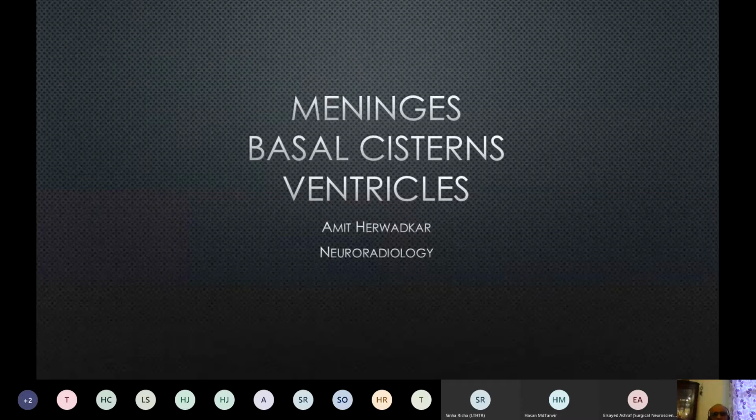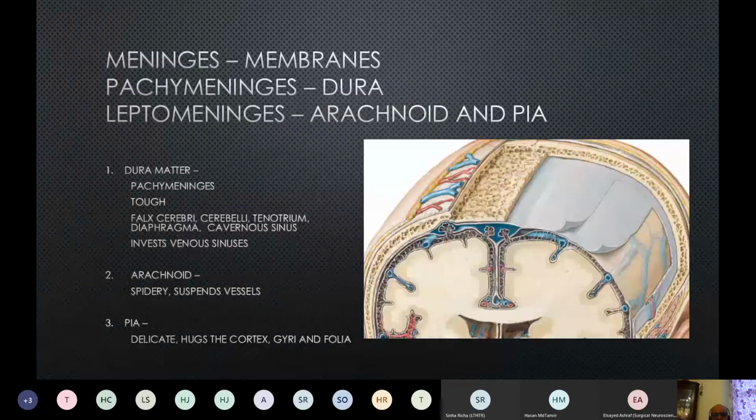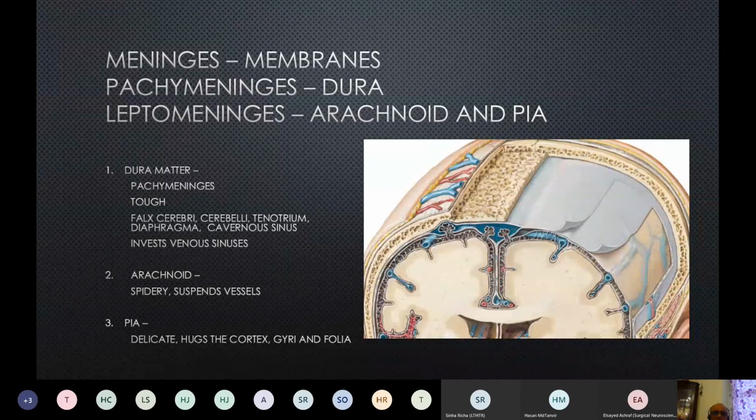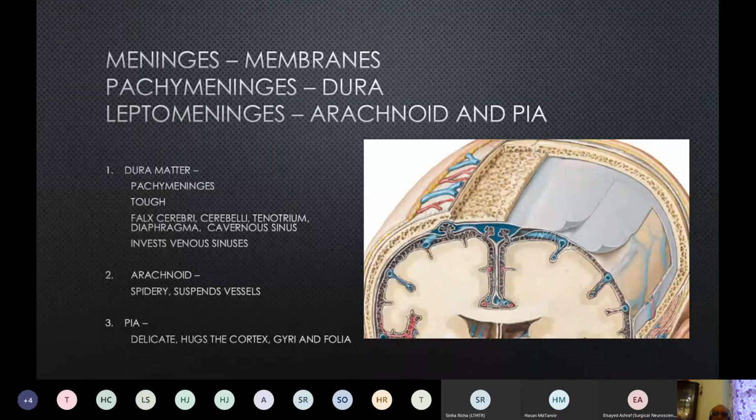We've been learning about the meninges from our early medical school days, and we know, of course, that you have got the three layers: the dura, the arachnoid, and the pia. Meninges basically means membranes in Latin. Dura is the outermost layer, which hugs the inner table of the skull, the endosteum, if you like. It's the thickest layer, followed by the arachnoid, which is a thin spidery layer which suspends the vessels, and the innermost layer, which is the pia, which invests the brain substance, but also other structures.